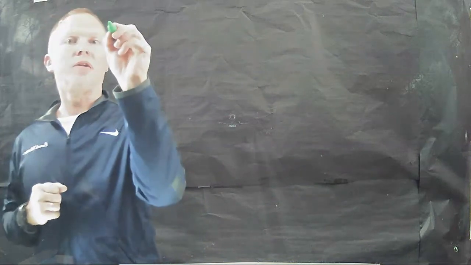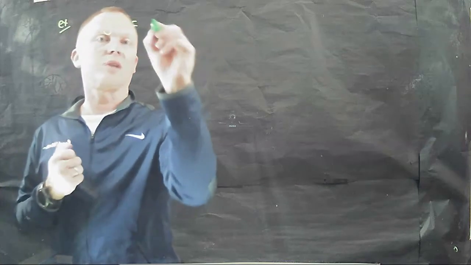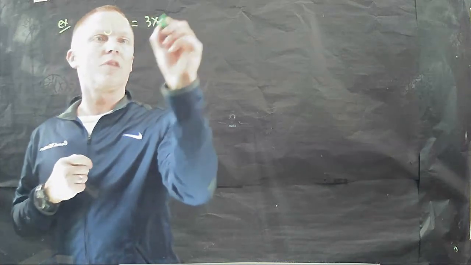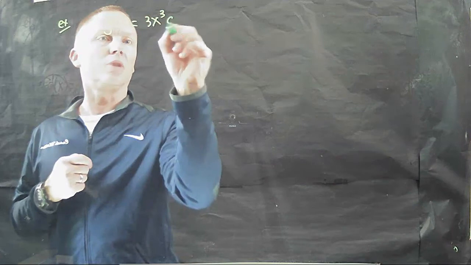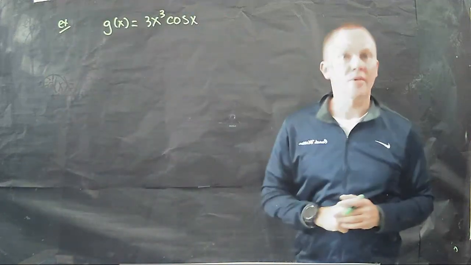So let's just do some examples of some functions. How about this guy? G of x is, let's just start off with something nice and simple, 3x cubed times cosine of x. Okay? We're going to find the derivative of that function.